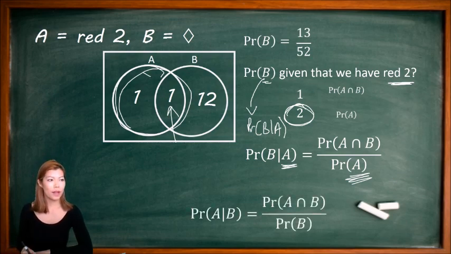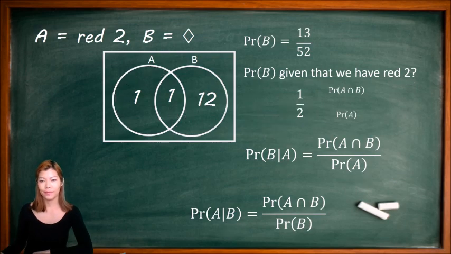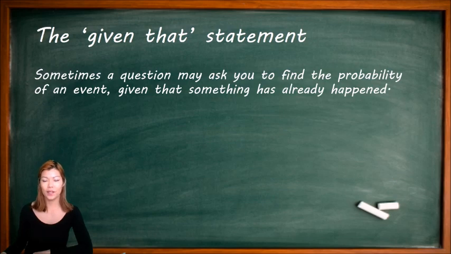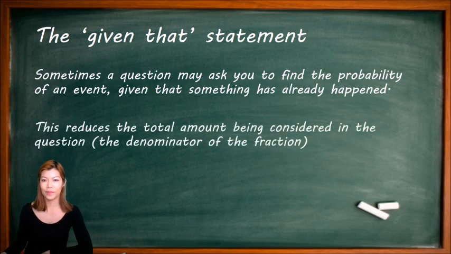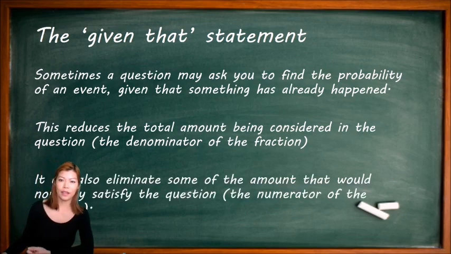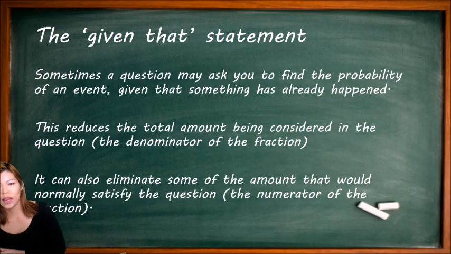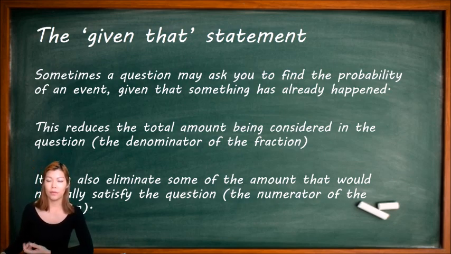So looking at the previous example and this example, we notice that whatever is given will always be the denominator. So given that statement, sometimes a question may ask you to find the probability of an event, given that something has already happened. That's what we're going to be looking at today. That's why it's called conditional probability, given that a certain condition has happened. This reduces the total amount being considered, so therefore the denominator in the previous examples has changed to just B or just A or just what we're given. It can also eliminate some of the amount that would normally satisfy the question. So the numerator will also change. So for example, from before, the numerator was reduced to only 1 card because there was only 1 out of the lot left over.